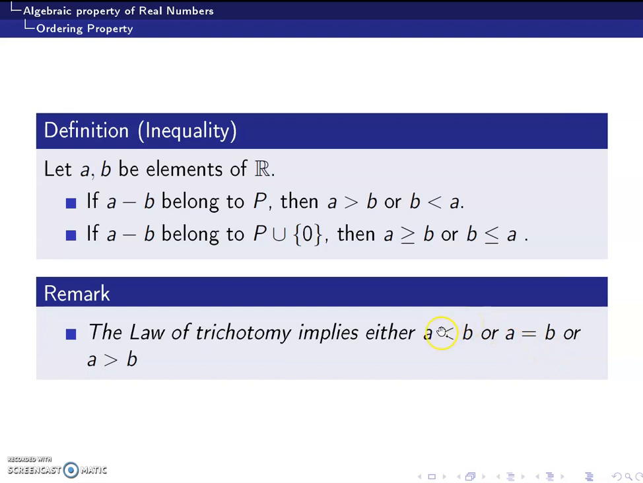If A minus B is not in P, then minus of A minus B is in P, that is B minus A belongs to P. If B minus A belongs to P, by the definition of inequality, we can say that A is less than B. So the law of trichotomy can also be stated as: if A and B are two real numbers, then either A is less than B, or A equals B, or A is greater than B.